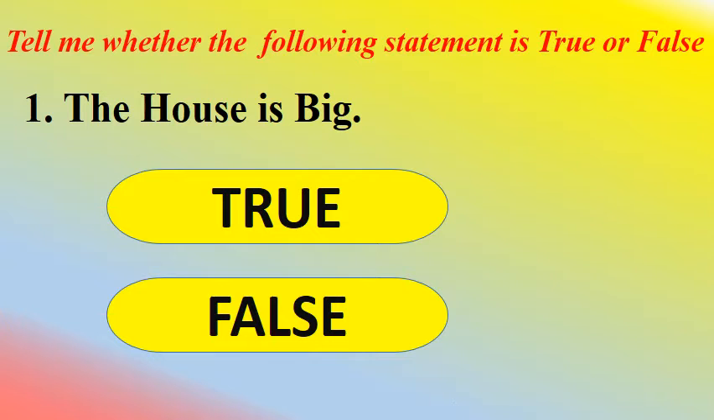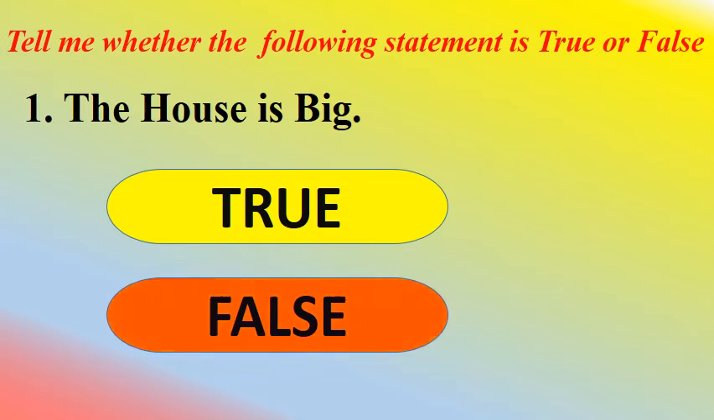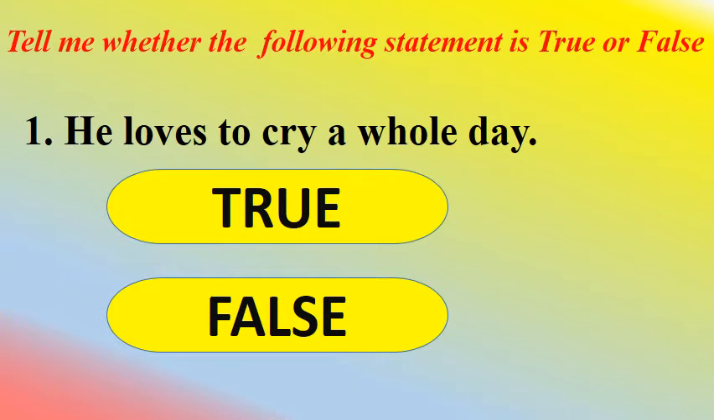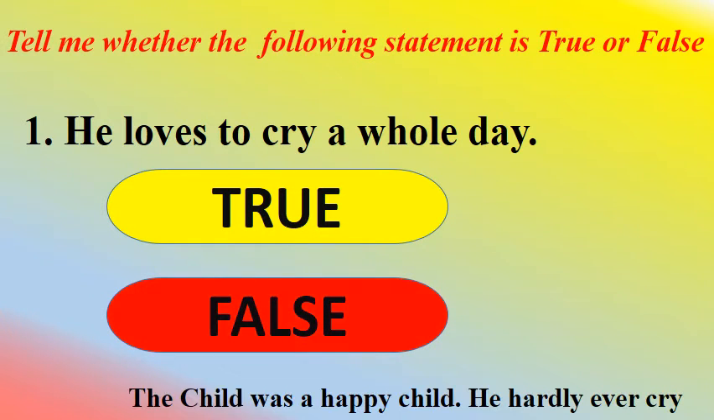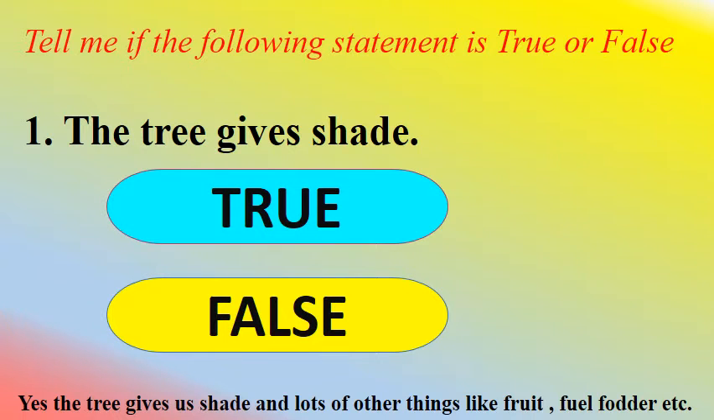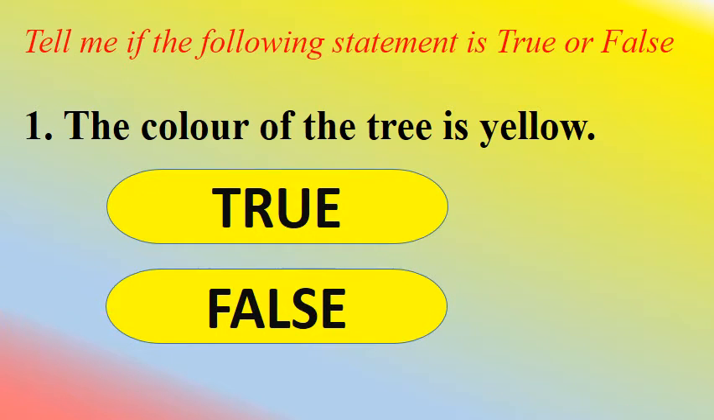The house is big. The child is a happy child. He loves to cry a whole day. The tree gives shade. The color of the tree is yellow.